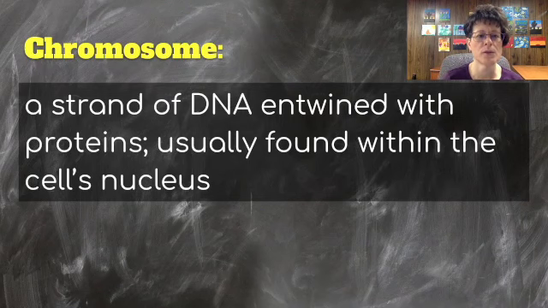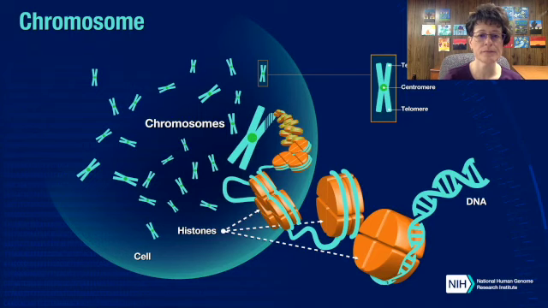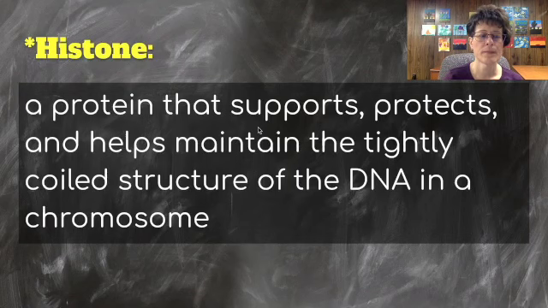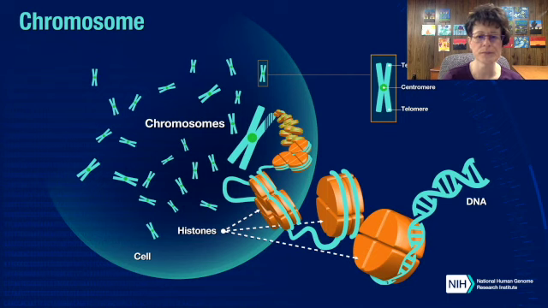So what is a chromosome? A chromosome is a strand of DNA entwined with proteins, usually found within the cell's nucleus. Here are chromosomes. Within the structure of a chromosome are things called histones. This is a protein that supports, protects, and helps maintain the tightly coiled structure of the DNA in a chromosome. So the histones are the proteins that the DNA winds around to make a chromosome.